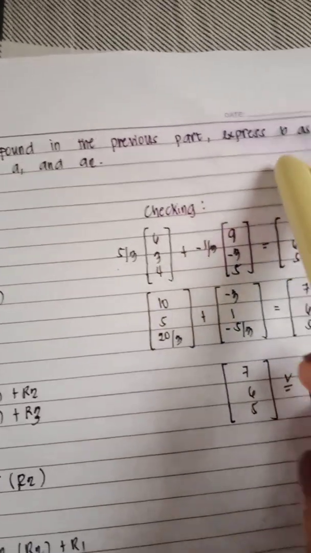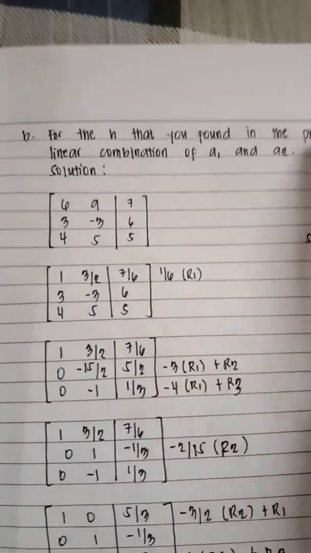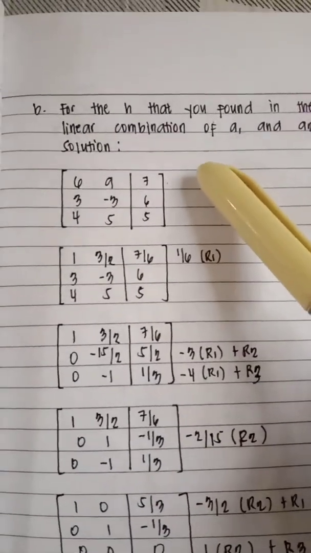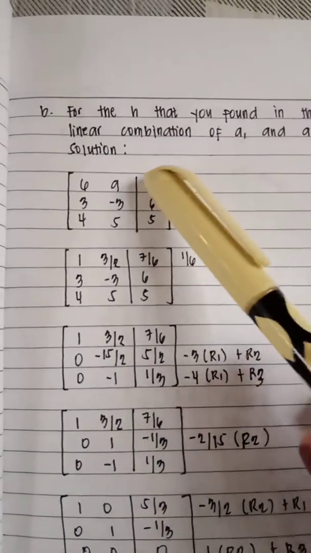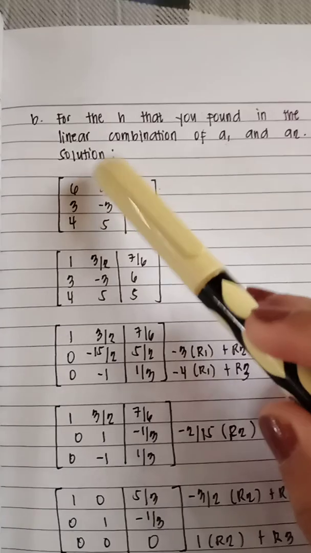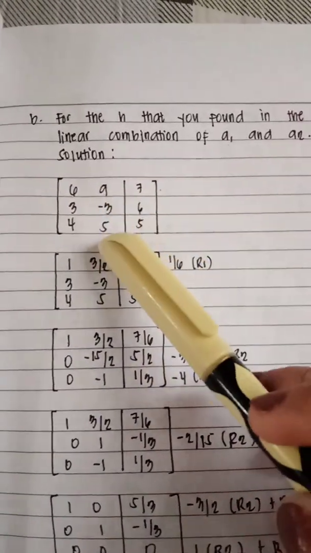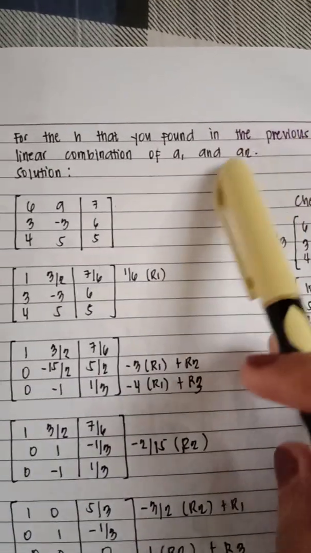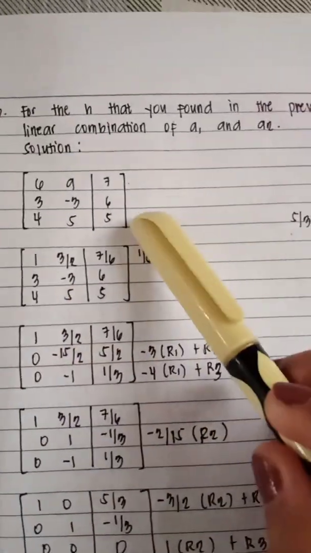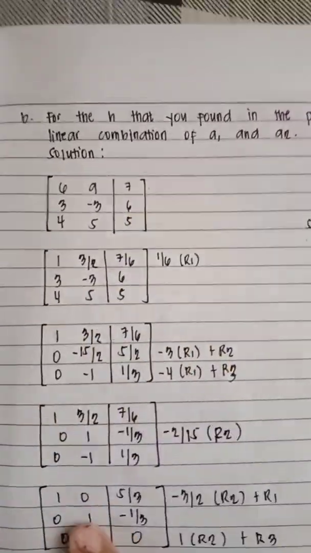So, for the H that you found in the previous part, express B as the linear combination of A sub 1 and A sub 2. So, here's the solution. Our A sub 1 and A sub 2 is C6. Our A sub 1 is 6, 3, 4, and A sub 2 is 9, negative 3, 5. And for our H, we already found that H is 5. So, we augment it to 7, 6, 5.